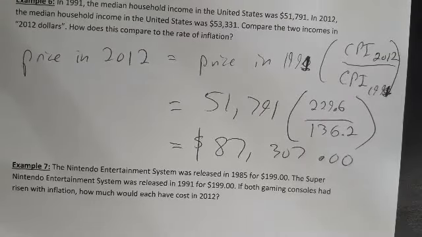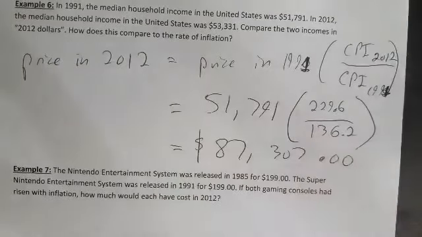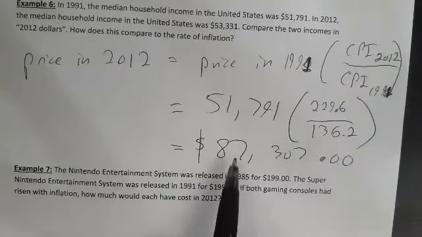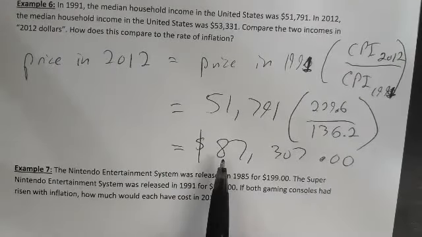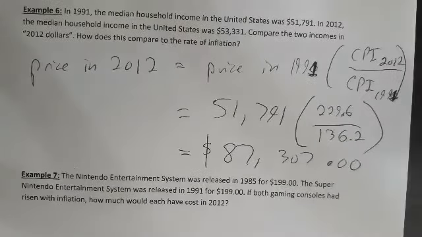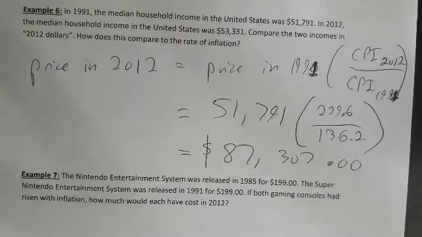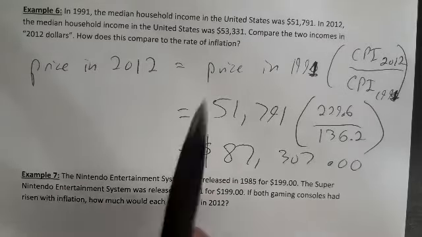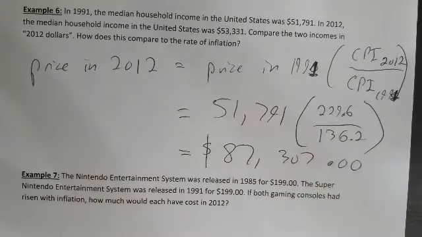Okay, so we're looking at this thing. Compare the two incomes in 2012 dollars. So the median income now is 53,331. So that is definitely less than what the median income was in 1991 if we account for inflation. So even though it went up, it didn't go up as much as inflation was going up, right? And so it's going to be less.